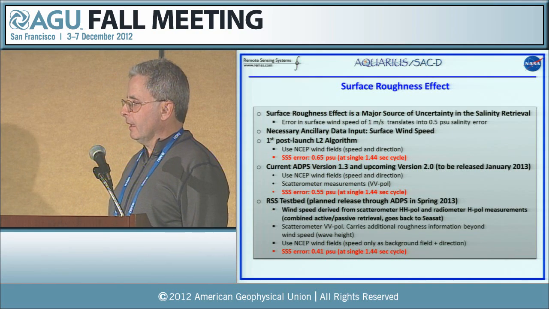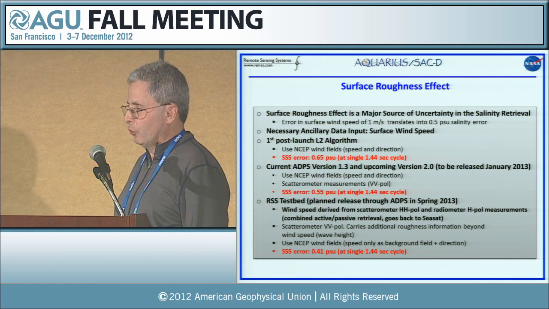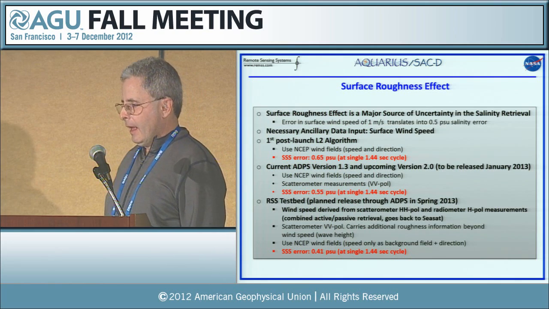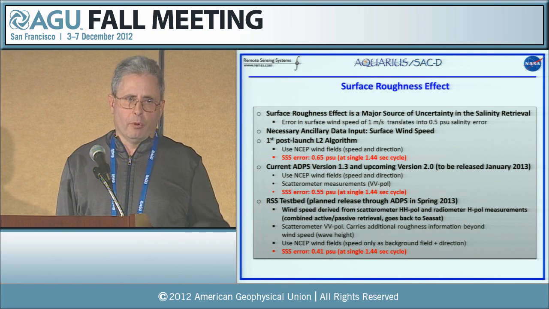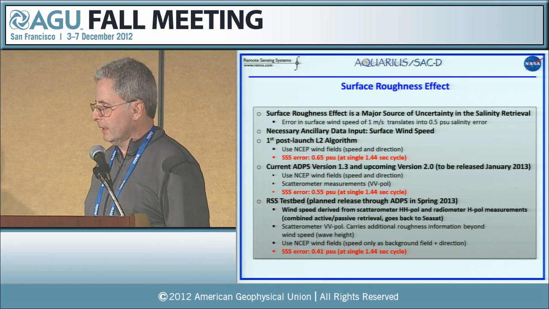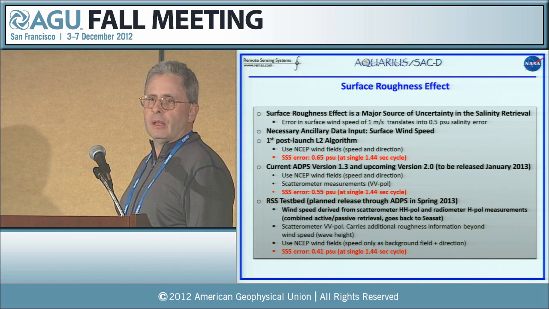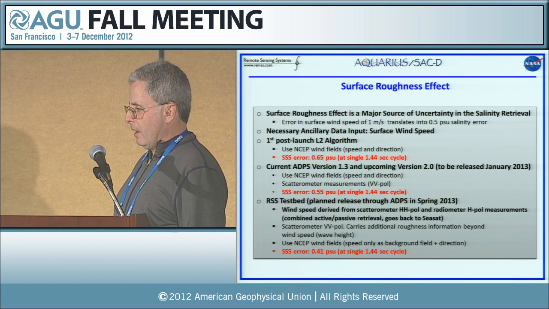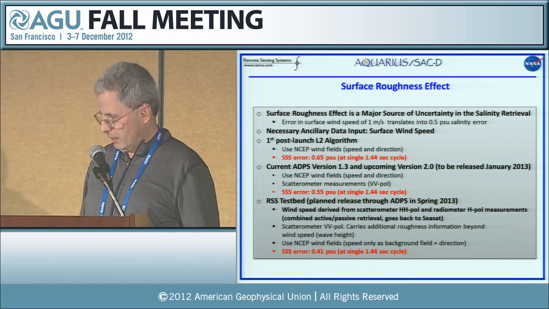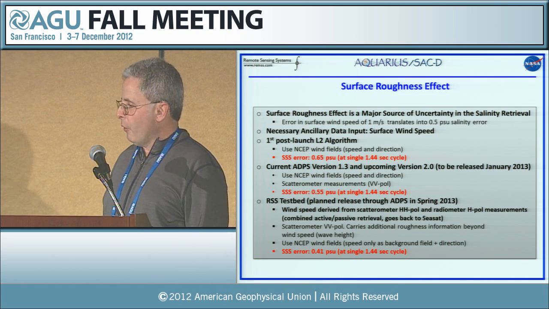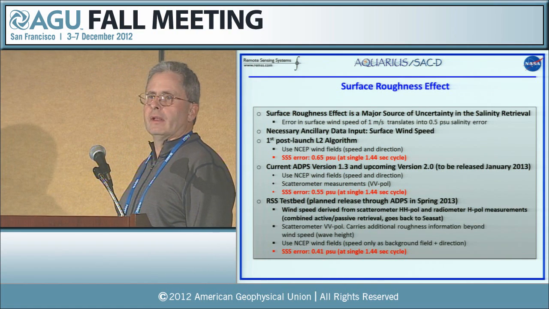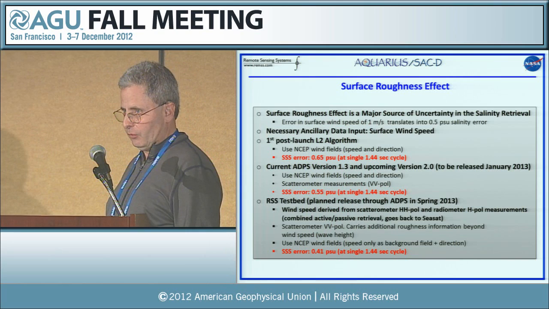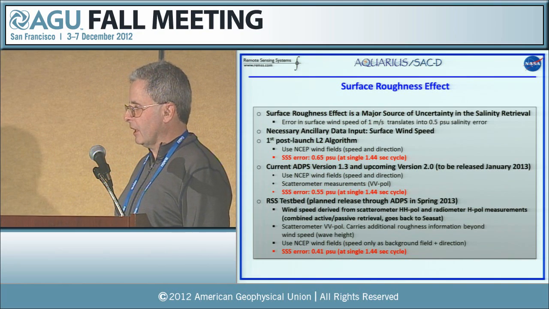The necessary data input for that roughness correction, in order to take that out, is, of course, the surface wind speed. And it depends what wind speed you are using. In the very first version, post-launch, which we had about a year ago, we were basically just using NCEP wind speeds for doing that. That's been done in the current version 1.3 and also in the version which is to be released in January, version 2.0. We have included scatterometer measurements. Aquarius has, as you know, an L-band scatterometer attached, which provides instantaneous measurements.